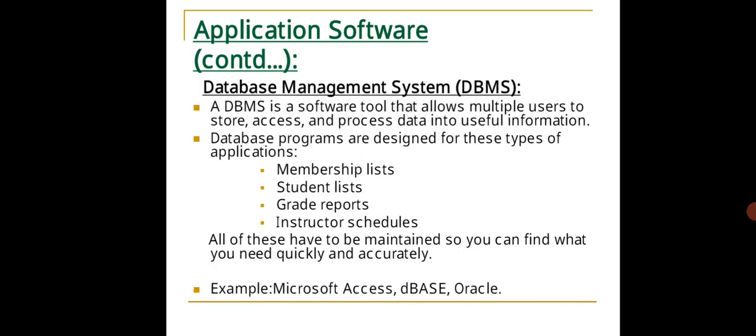Then we look at another example of application software, which is the database management system, normally known as DBMS. A DBMS is a software tool that allows multiple users to store, access, and process data into useful information. Database programs are designed for these types of applications: membership list, student list, create reports, instructor schedules. All of these have to be maintained so that you can find what you need quickly and accurately.